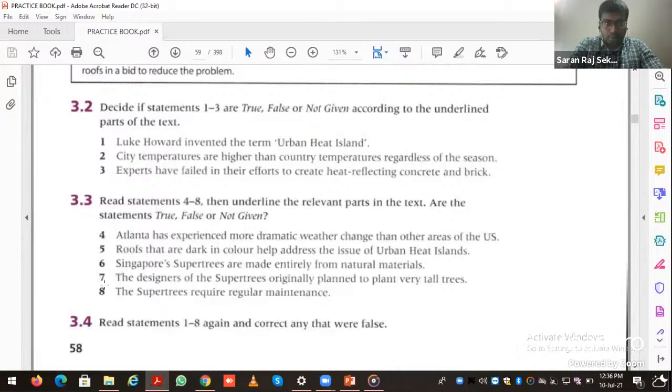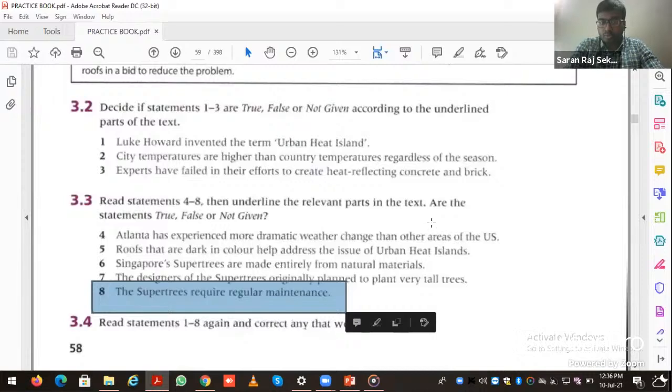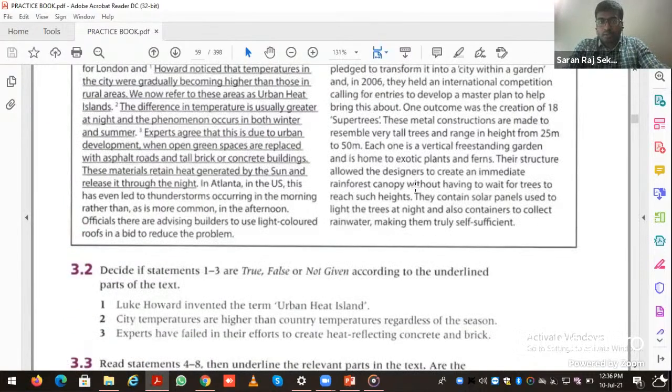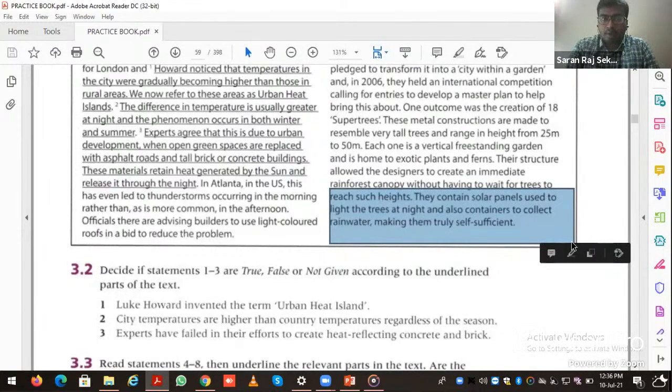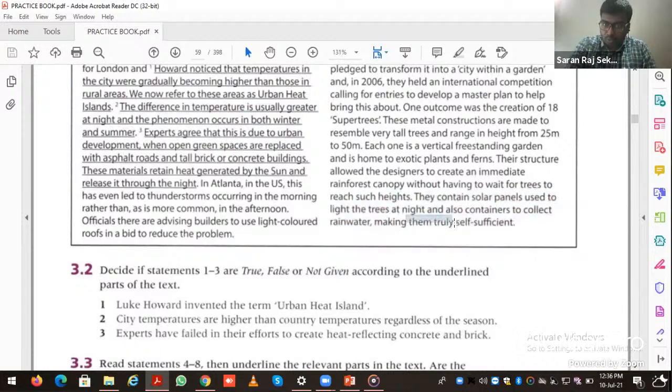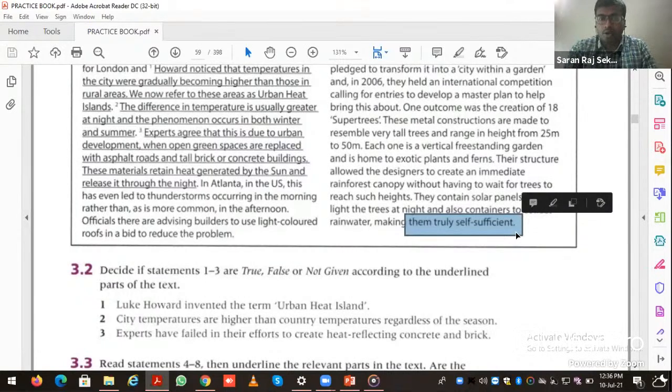And the eighth one, super trees require regular maintenance. So regular maintenance is required by super trees. So let's look at, we have only this last sentence left. They contain solar panels used to light the trees at night and also contain to collect rainwater, making them truly self-sufficient. Making them refers to the super trees. So what are they? They are truly self-sufficient. Self-sufficient means which does not depend on anything.